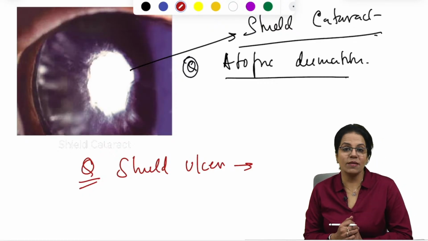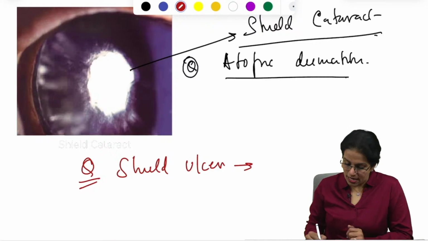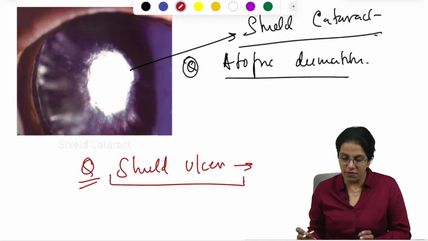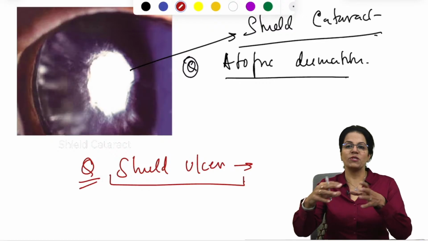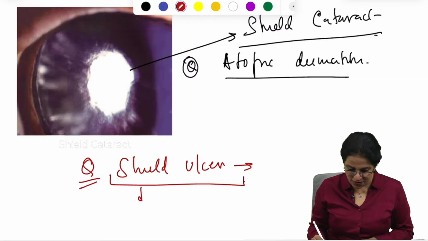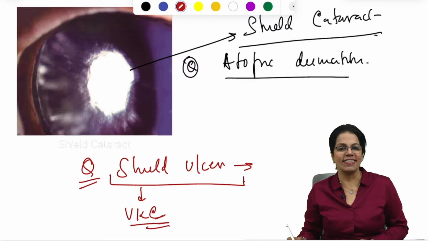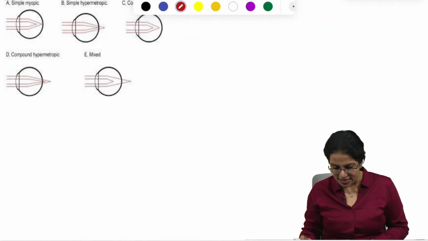So, shield ulcer बताओ. Shield ulcer कहाँ मिलता है? आप बोलोगे? Anyone? Can you answer me? A feature of shield ulcer is nothing but micro erosions with deposition of mucus. It's a feature of vernal keratoconjunctivitis. Very good. Very nice. Chalo, we come to the next slide.